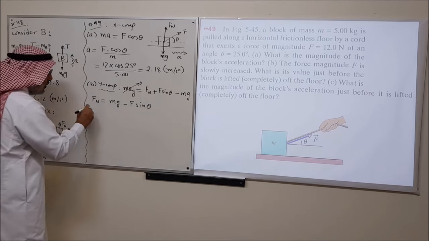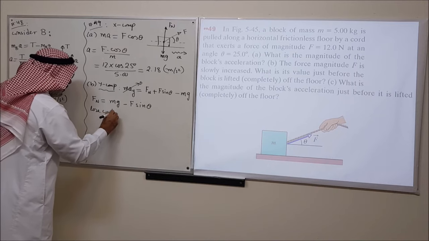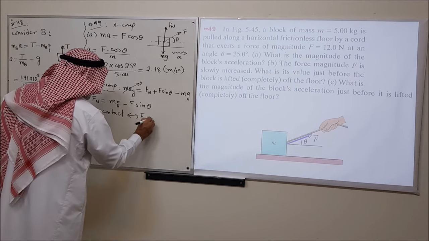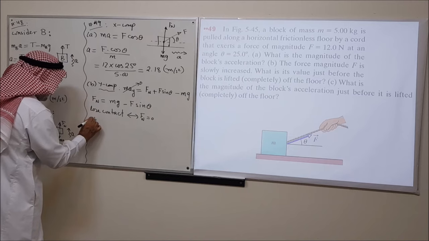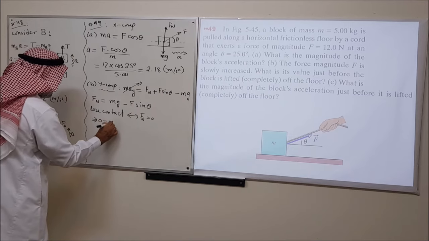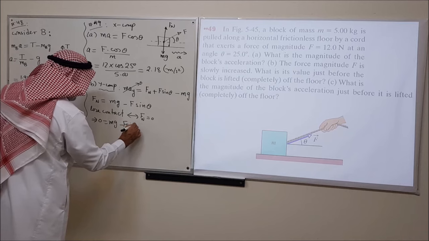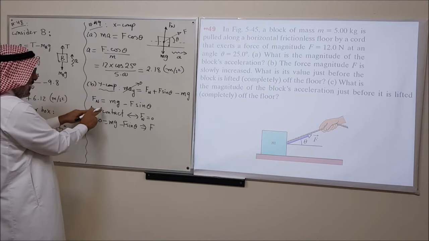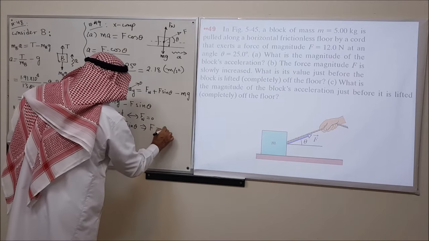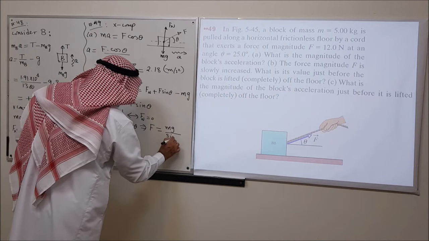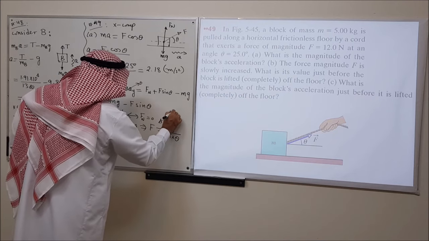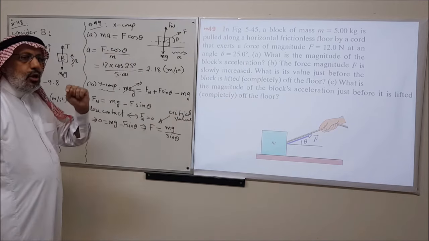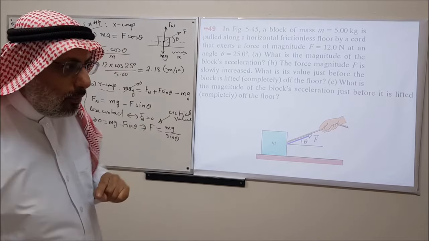When the object loses contact with the surface, it means that the normal force is zero. And that means, if I set this equal to zero, I have mg minus F sine theta equal to zero, and that means that the value of the force F that will make this condition corresponds to mg divided by sine theta. This is the critical value of the applied force that will lift the object off the surface.